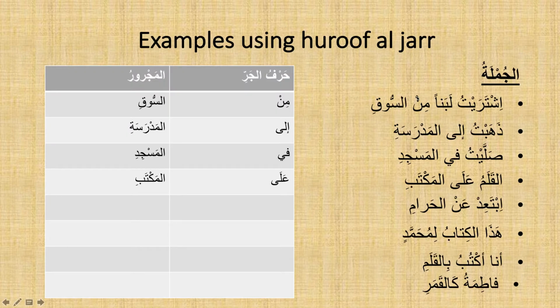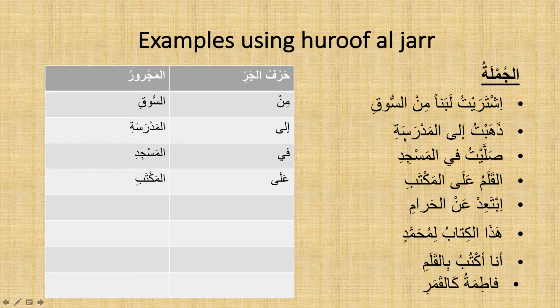So moving on to some examples of using حروف الجر. In this column, we're going to have the حرف الجر. And in this column, we're going to have the اسم مجرور. So let's read the first sentence. اشتريت لبنا من السوق. I bought milk from the market. So the حرف الجر here would be من. And the اسم المجرور will be السوق. من السوق. As you can see, as it has come after من, it now has a كسرة at the bottom. So it's مجرور.